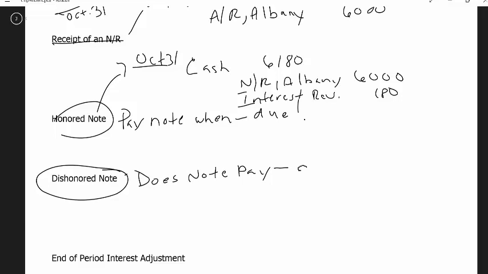When the note is due, they do not pay it. So they still owe me. They do not pay the note when it becomes due. That's called dishonoring the note. So when we dishonor the note, a couple of things we have to do.